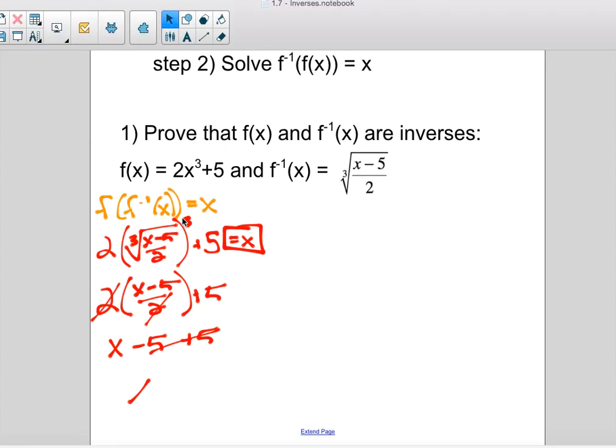And then my 5's would cancel, and eventually I would just get x, and that's basically your check, right? So you do want to show every step out. Don't just start crossing everything out, because you have to show me that you know the right order of operations. But that's pretty much it, right?